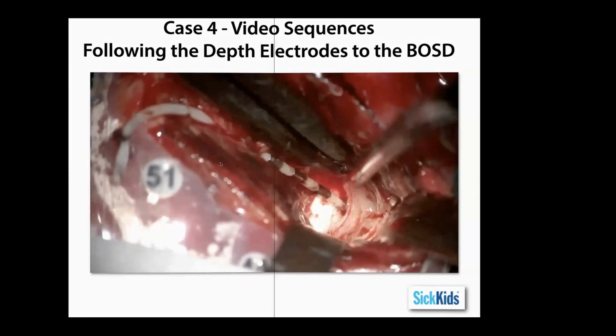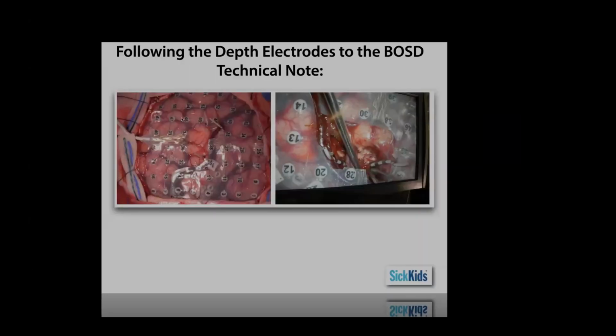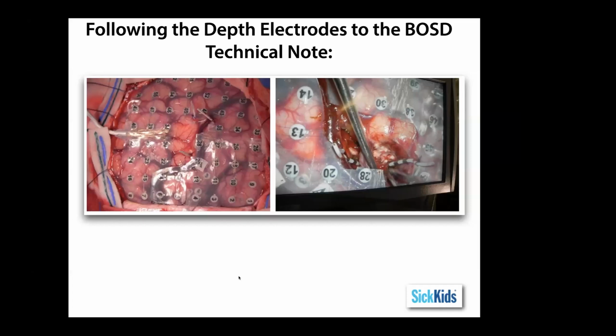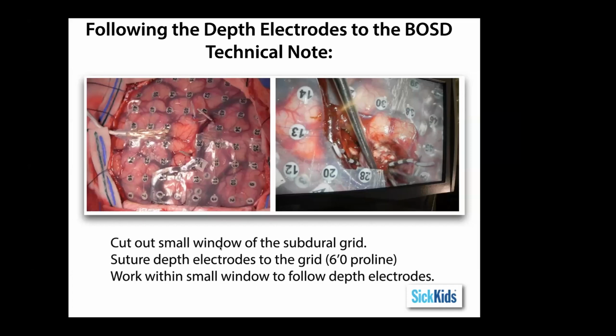So that's one technique. We sometimes cut a window out of a grid if we're using a grid, placing depth electrodes, and then follow those depth electrodes into the small area of bottom of sulcus dysplasia.